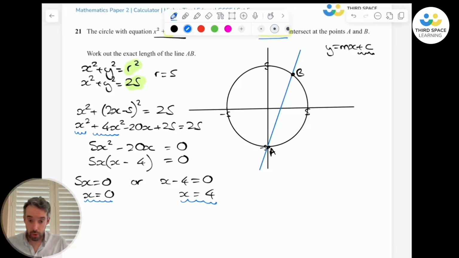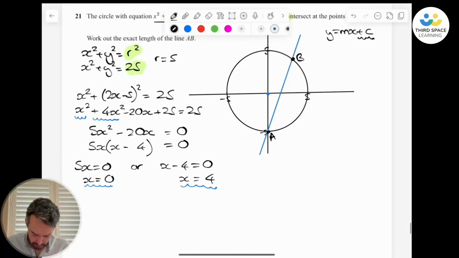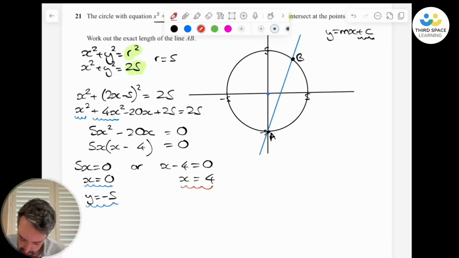Now we need to work out what the y coordinates are. Well, if we look at our diagram here, we can see that for A, the x coordinate is 0. So A must have the coordinates 0, negative 5. So that one's done for us already. Y equals negative 5 there. But for this one, that's the x-coordinate of B. So we need to figure out what that is. So that's 4, and I need to work out the y-coordinate now.